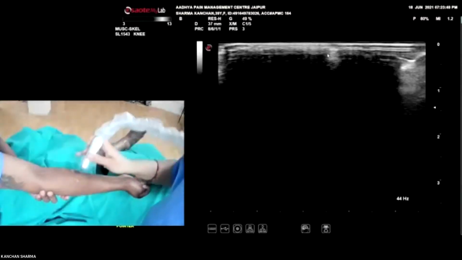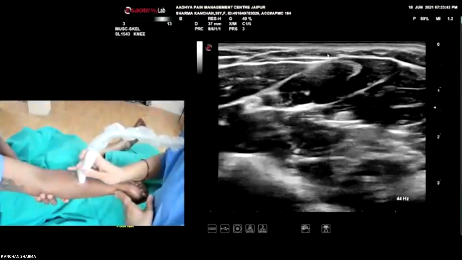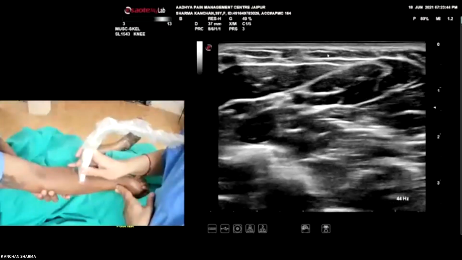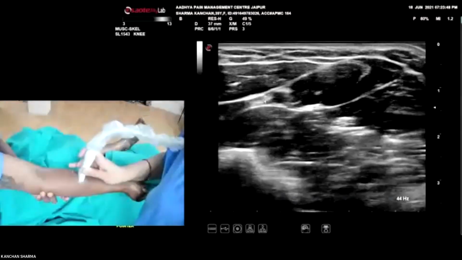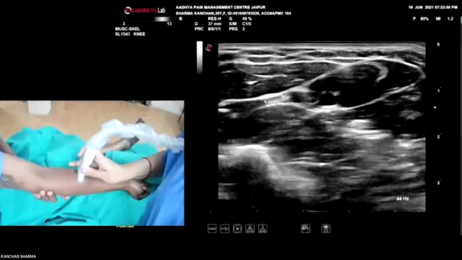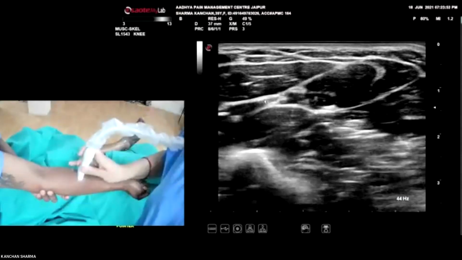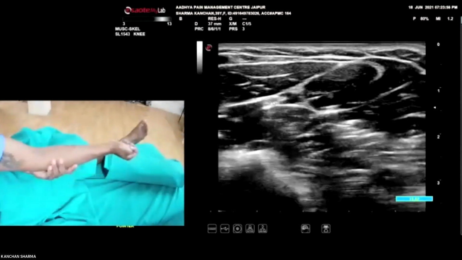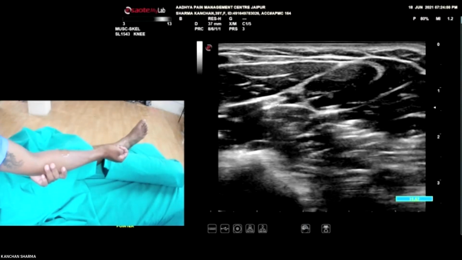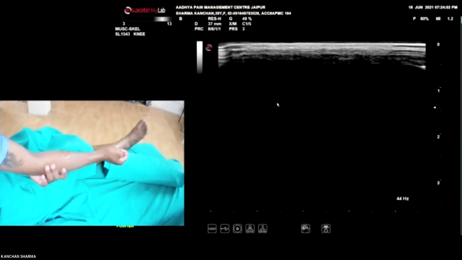Let me get the best picture so that we will be able to see that honeycomb pattern very nicely. That is the nerve. I'm just trying to get you the best honeycomb picture, which you can see. Okay, so this is your median nerve. This is how the nerve will look.